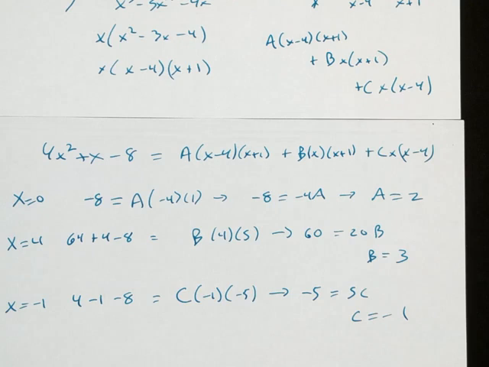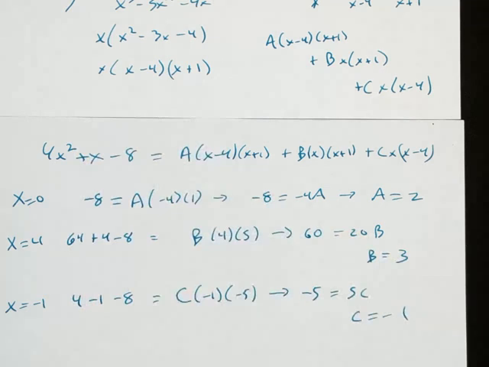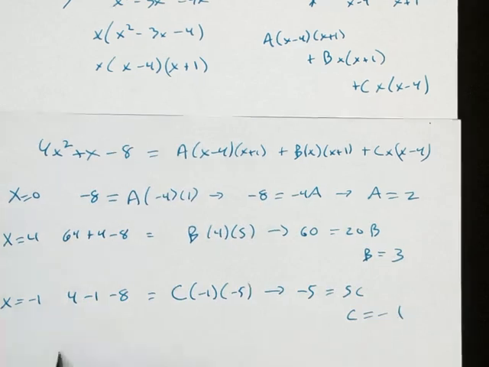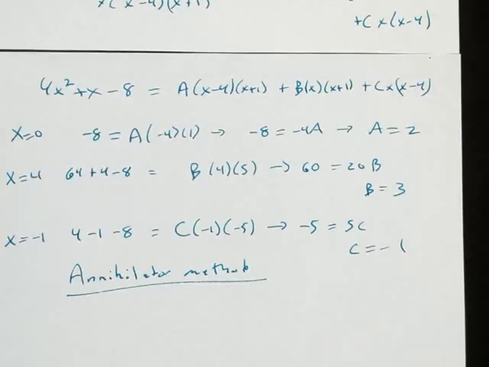This only works when all of your denominators are linear and none of them repeat. You can always use the simultaneous equations. That works every time. This only works in some cases. But it happened to work in this one.